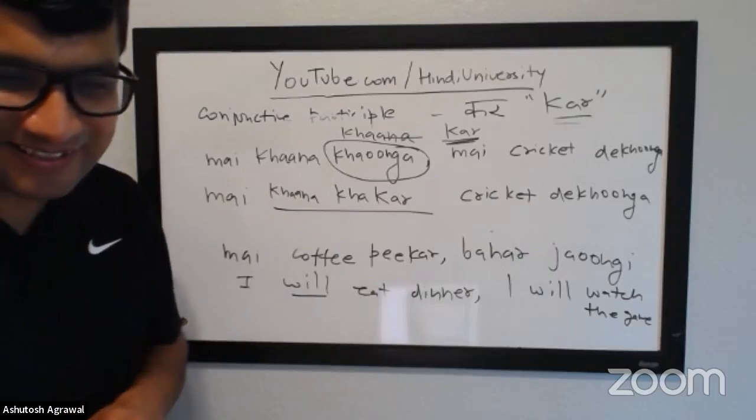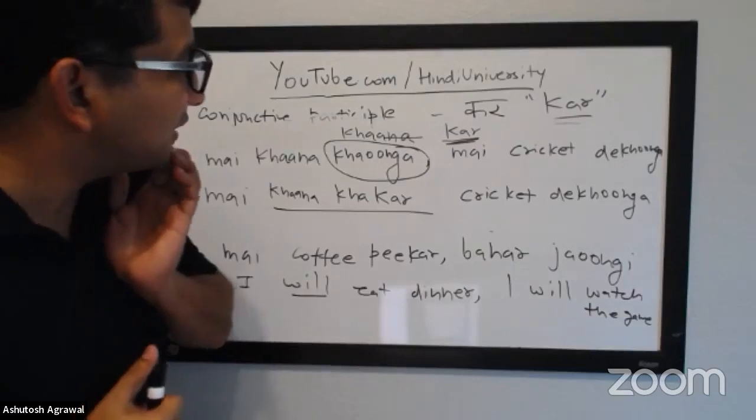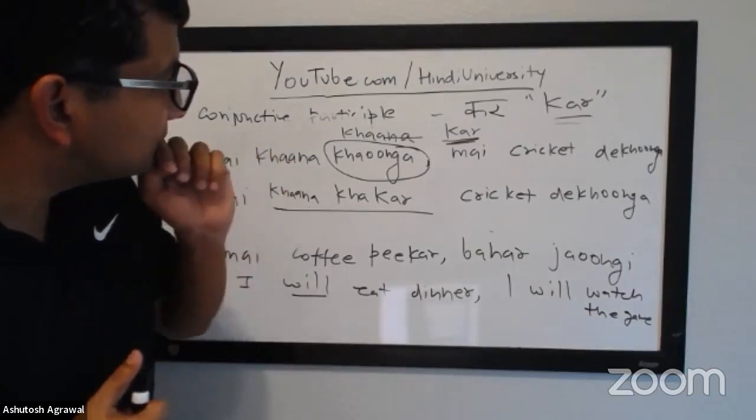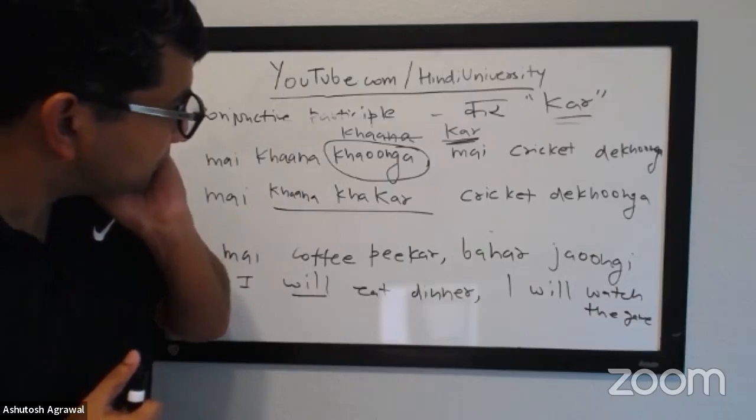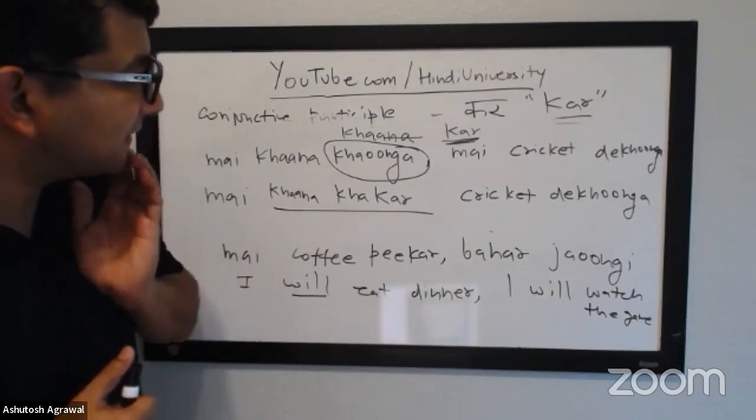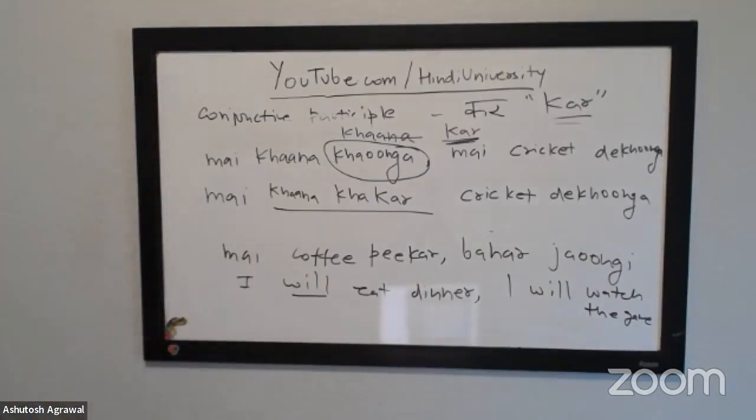Awesome. There seem to be more vowels in Hindi than in English. Yes. In English, the equivalent translation would be something like, having had my dinner, I will watch the game, or I'll have my dinner and I'll watch the game. Either way is fine.